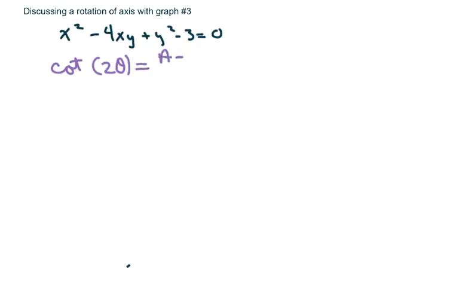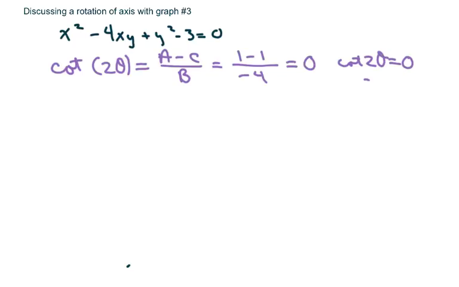So here's our formula, and what you're going to get is A is 1, C is 1, and B is -4. This equals 0. So we have cotangent of 2 theta equals 0. That means 2 theta equals pi over 2, or we'll just say 90 degrees. So theta equals 45 degrees.